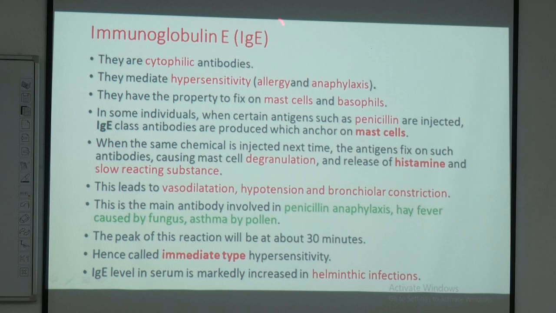Now IgE, they are generally found in hypersensitivity reactions. Hypersensitivity reactions can be allergy or anaphylaxis. So the most important cells associated with IgE are the mast cells and basophils.